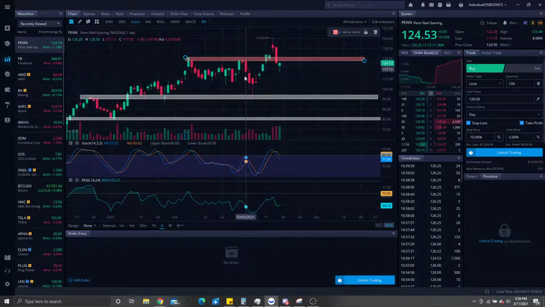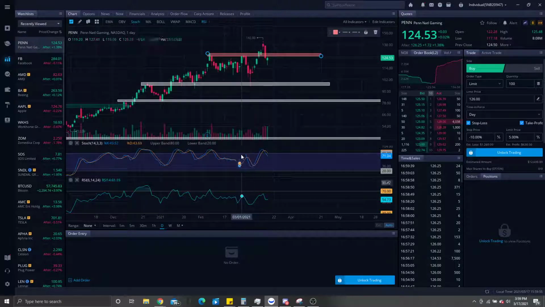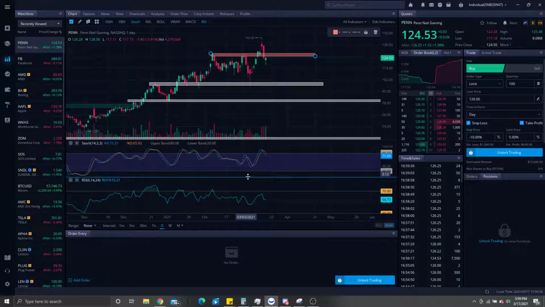So basically, if you add this to this strategy, you'll take a lot less trades probably, but the trades that you do take will be more consistent trades.